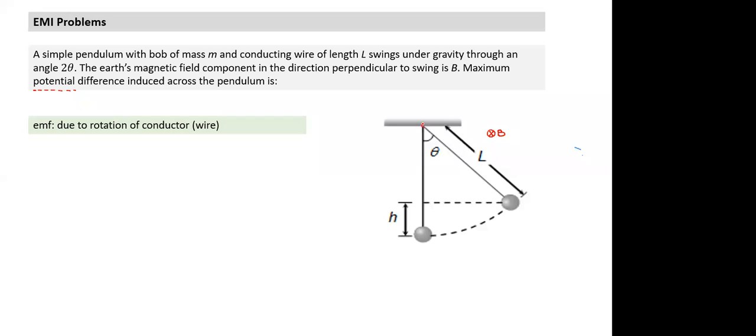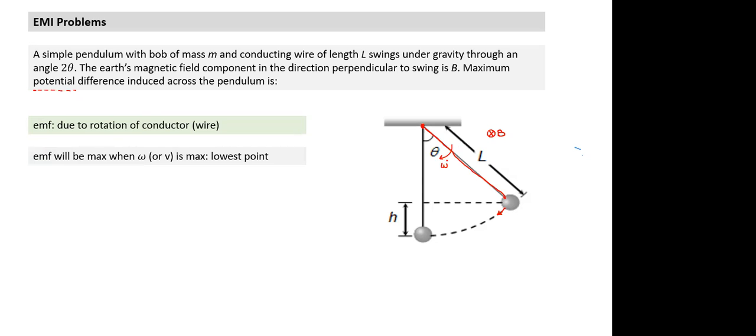The string of the pendulum is the conductor. So the pendulum wire is the conductor, and it is rotating about this axis. So I am able to identify that this is a question on EMF due to rotation of a conducting rod. As the pendulum moves from here, its angular velocity will keep changing and its velocity also will keep on changing. So one thing I have understood, EMF is due to rotation of a conductor, which is the wire. And the second thing we understand is that EMF varies.